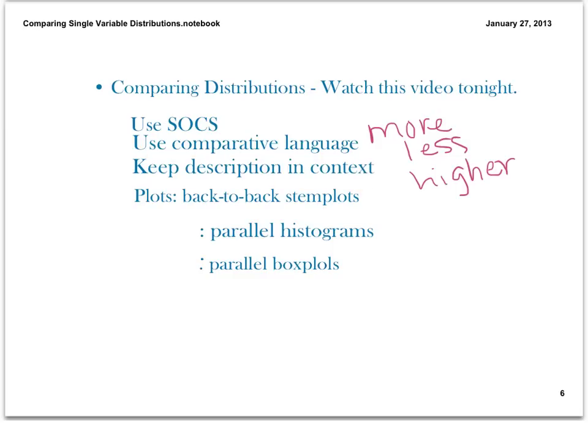And lastly, the types of plots we can use. I'll show you all three. We can use back-to-back stem plots, or we can use parallel histograms, one histogram on top of the other, or we can use parallel box plots, one box plot on top of the other.